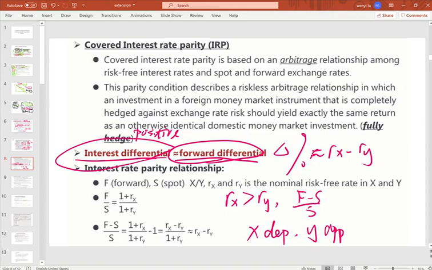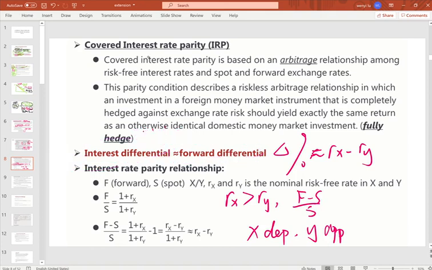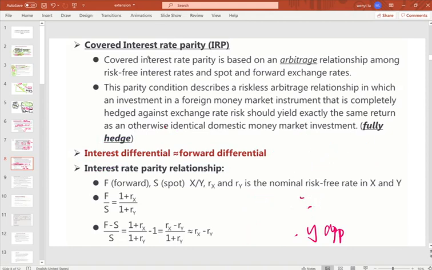This parity is based on the arbitrage relationship we showed in class. We borrow at the risk-free interest rate in the domestic country X, then swap this X currency into Y currency, then put the money into the Y country to earn interest. Finally, we use the forward rate to swap this Y currency back into X. If there are no arbitrage opportunities, then the equation should hold in this formula.